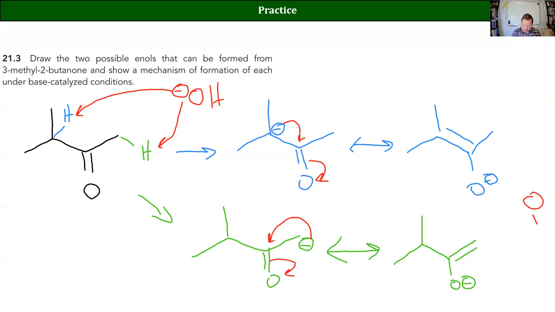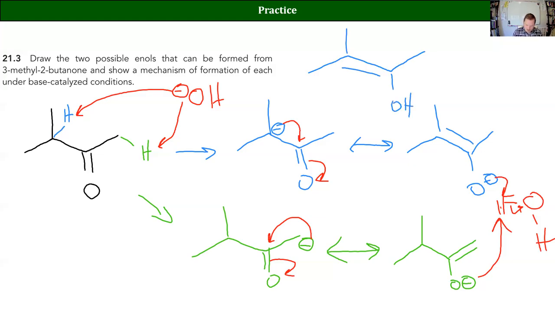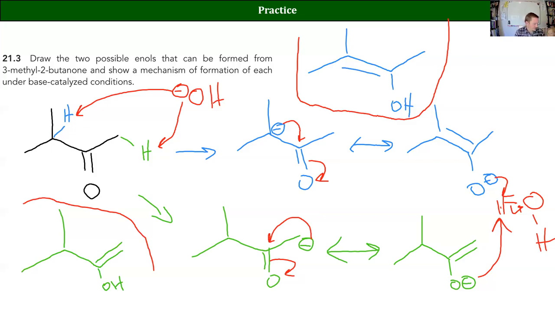So if we have H2O around, either way, it's going to look like a proton transfer step. So we would make the two molecules that look like that, or down in the bottom left corner. So with mechanisms, just the order of those two steps changes if it's acid catalyzed versus base catalyzed. But those would be the two enols that we could make here.